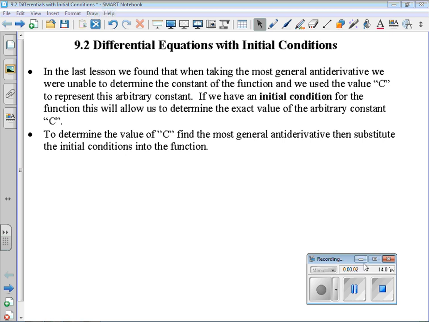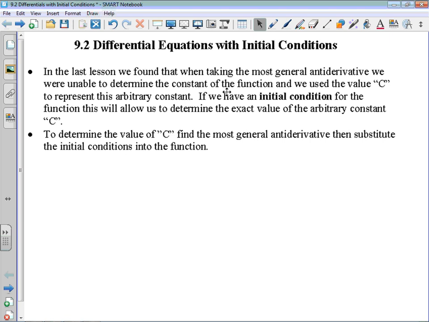In 9.2, we look at differential equations with initial conditions, and it's really closely linked to 9.1. We're going to need the antiderivative to go from our differential equation to the equation that relates two variables. But then, really importantly, if they give us some kind of initial condition, that allows us to find the value of our constant of integration, and then we can give the specific solution that meets both.